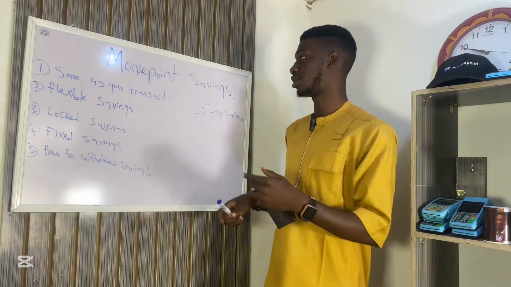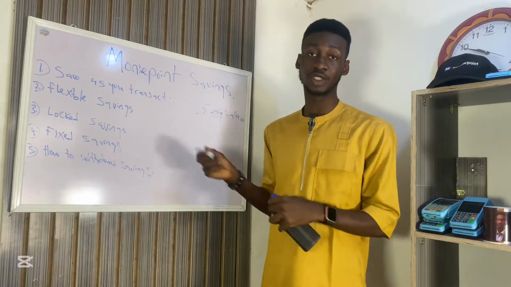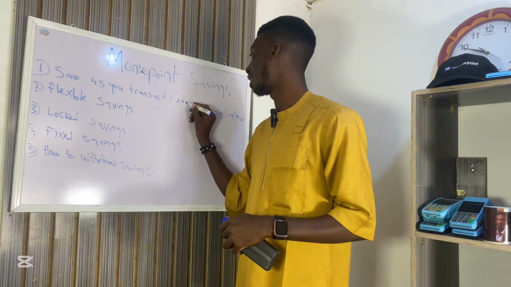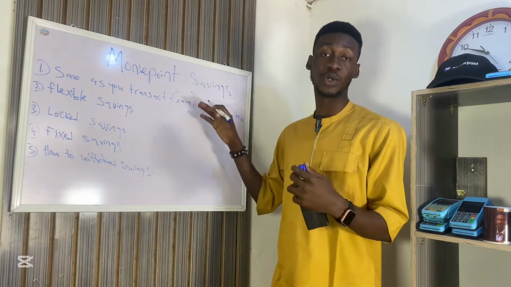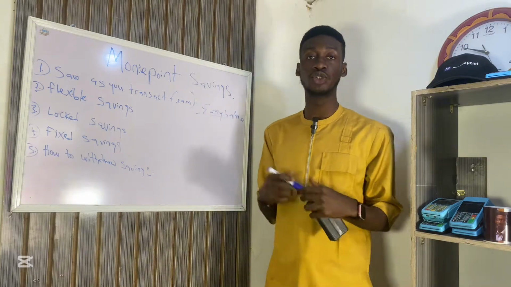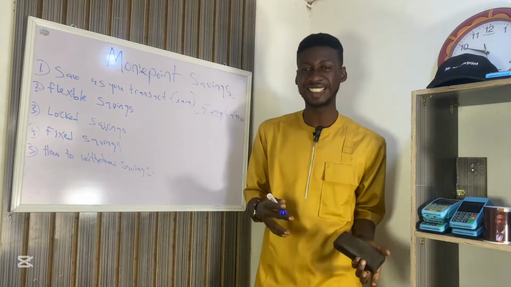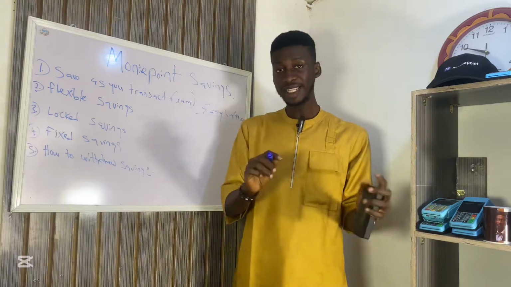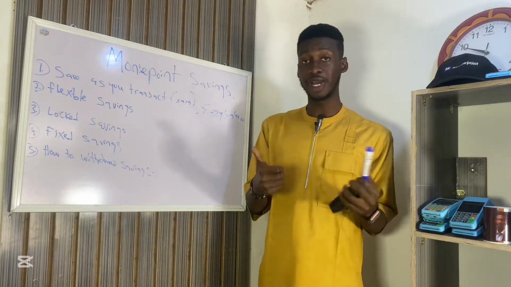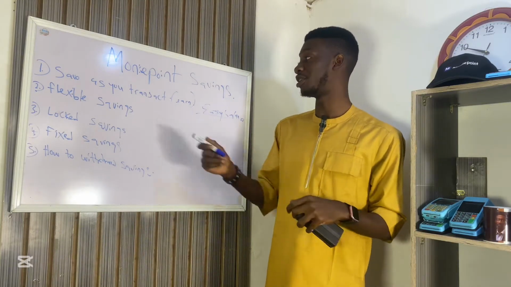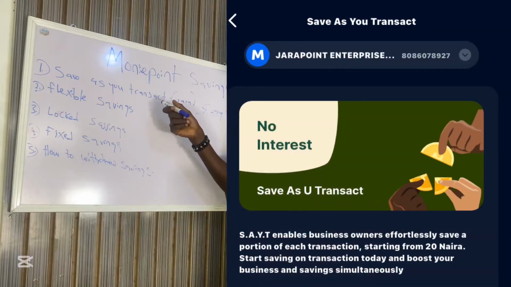So the first on our list, we have save as you transact, also known as save as you earn, right? So a lot of people do not understand what this means. This means that you don't necessarily have to come back and keep the money aside. Instead, on your account, go to savings and you see the first. This is actually the first you see, save as you transact.